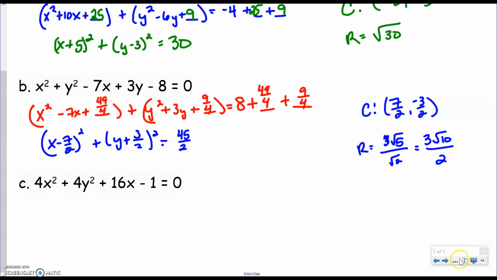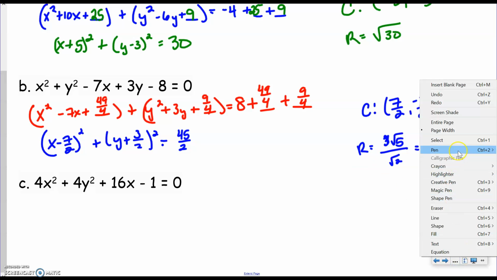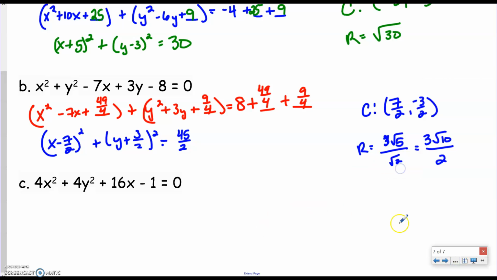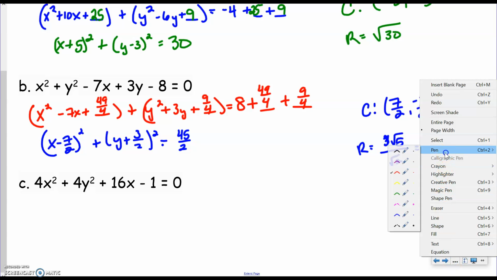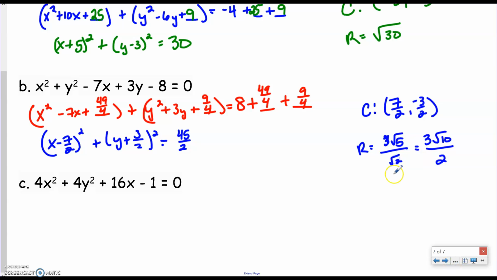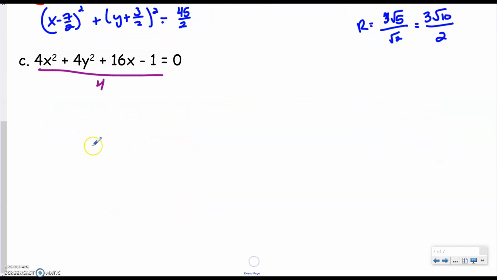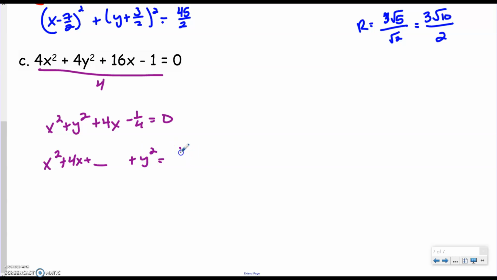Last one. Before we can do anything, we actually need to get rid of our coefficients here. Circles usually don't have anything in there, and I cannot complete the square if there's something in front of my squared term. So I'm going to divide everything here by 4 to get x squared plus y squared plus 4x minus 1/4 equals 0. So you have x squared plus 4x plus something plus y squared, which I don't need to do anything with, equals 1/4 plus that same thing.